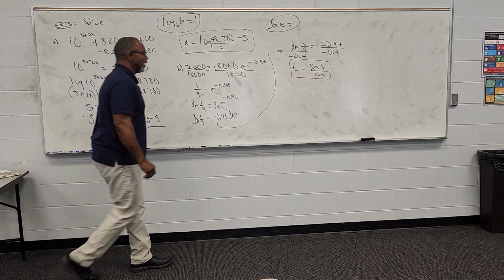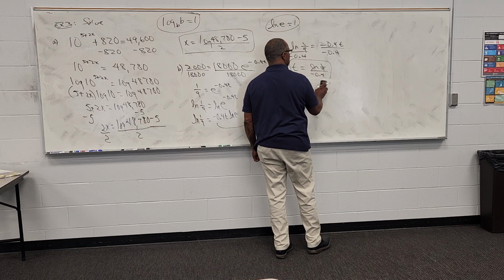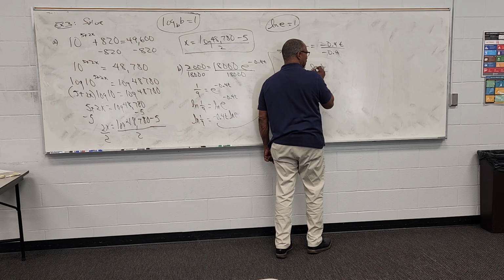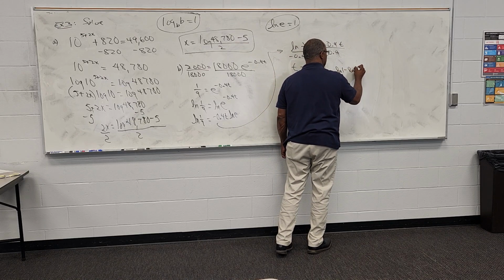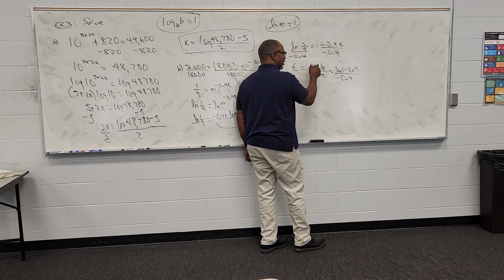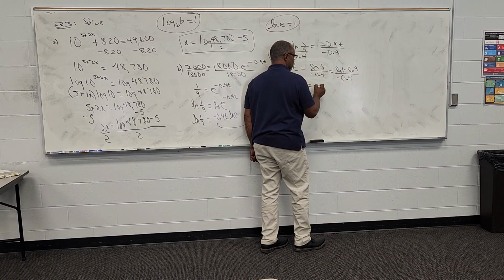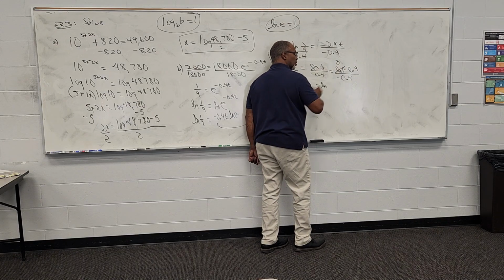And I can use my rules. I forgot I can use my rules. ln of the fraction would be ln of 1 minus ln of 9, over negative 0.4. That's the quotient rule, right? ln of the quotient is the difference of the ln's. Now ln of 1 is 0. This goes away, that's 0.